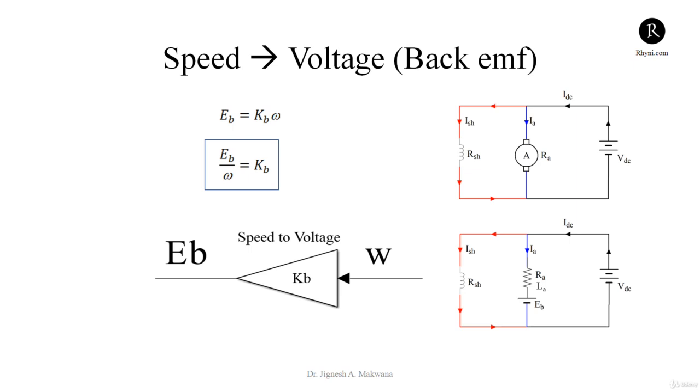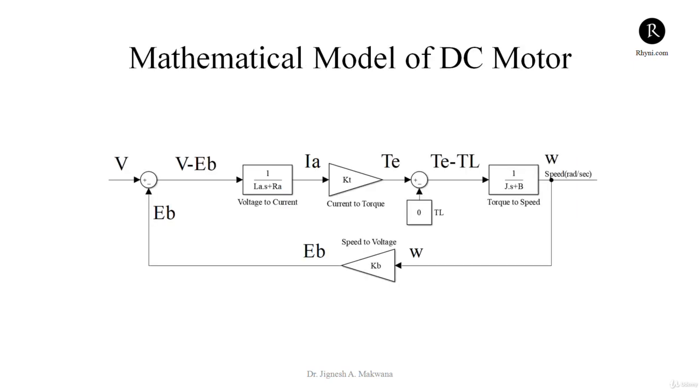Now if we combine all these transfer functions, then we will have the complete model of the DC motor. So here it is. You can see this is what we first discussed: voltage produces the current, where the voltage is the difference V minus Eb. Then current produces the torque and the gain is Kt, so Te by Ia is the constant Kt. Then Te minus TL, the difference in torque, produces the speed.